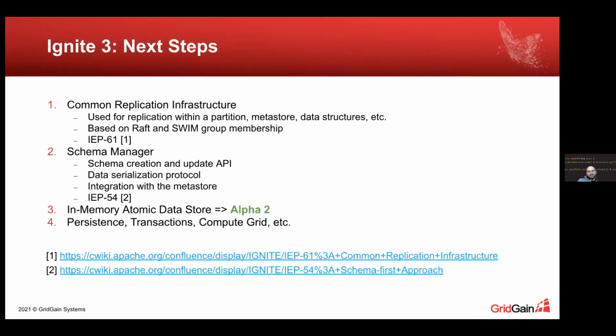And the first thing that I think naturally we will do is essentially an in-memory atomic data store, because again, we will reuse the replication infrastructure for actual data replication within a partition. We'll use the Schema Manager for defining schemas and updating them so that you can create and alter those tables. And that would create the in-memory atomic data store. The only thing left there is all the affinity related and data distribution aspects of that.